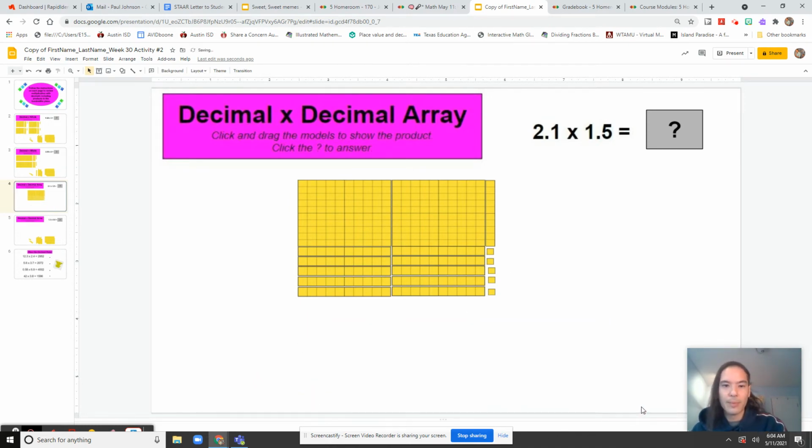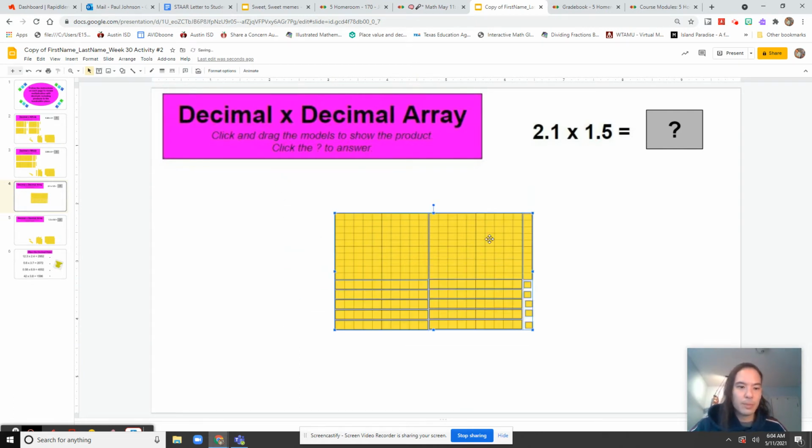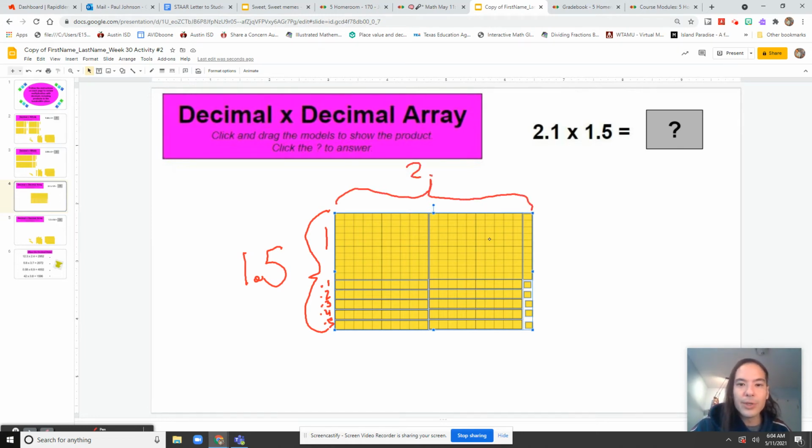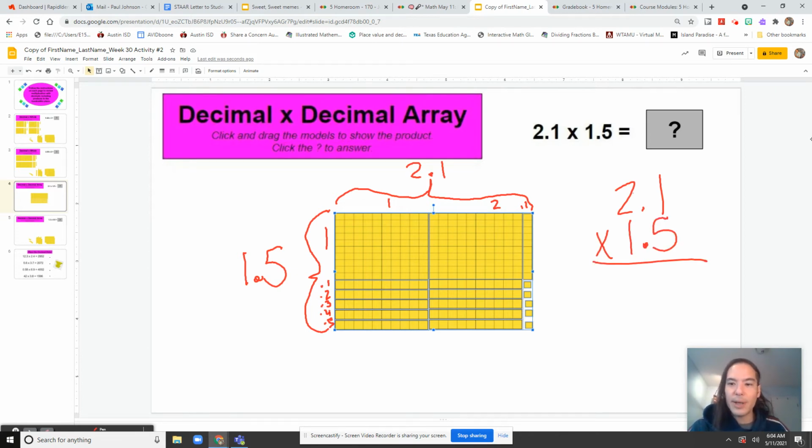Okay, so here's what we're looking at. Right here is 1 and 5/10. As you can see, here's the 1 and the 1/10, 2/10, 3/10, 4/10, 5/10. This way, we're looking at 2 and 1/10. Here's the 1 whole, 2 wholes, 1/10. So our answer should be how many cubes you see in this array. So let's check our work.